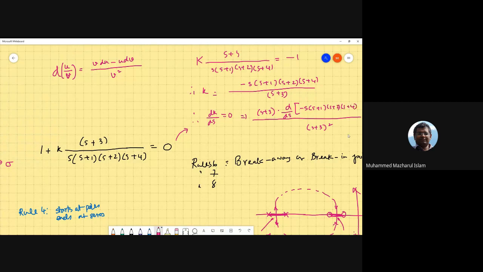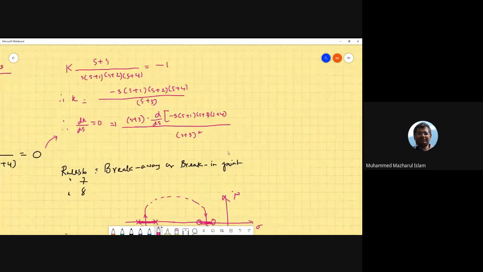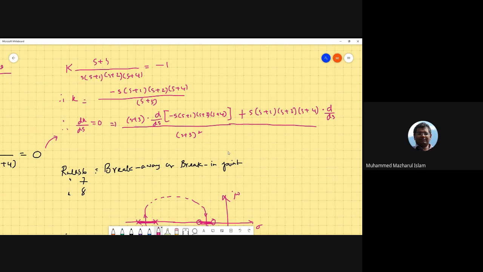I'll move to the right a little bit. Minus u, and since u itself is negative, you can change the sign to positive, s, s plus 1, s plus 2, s plus 4 into d ds of s plus 3. This is equals to 0.